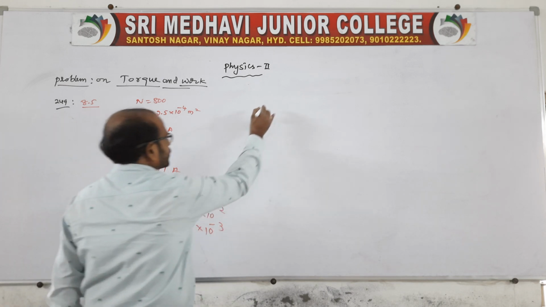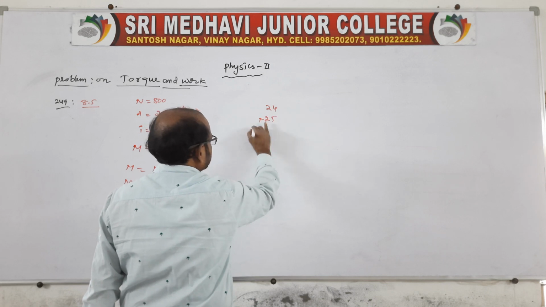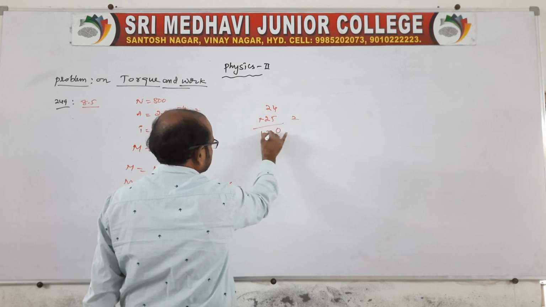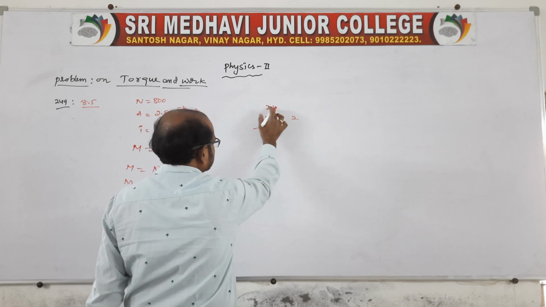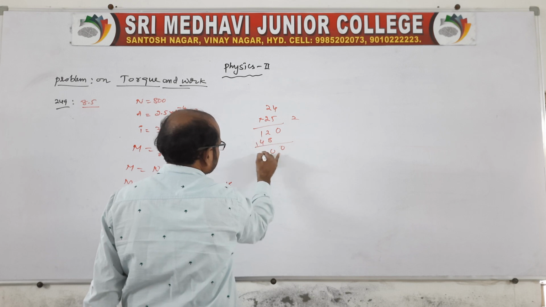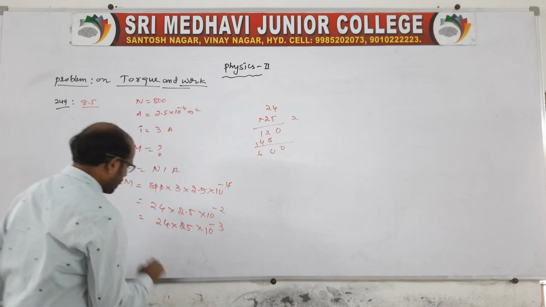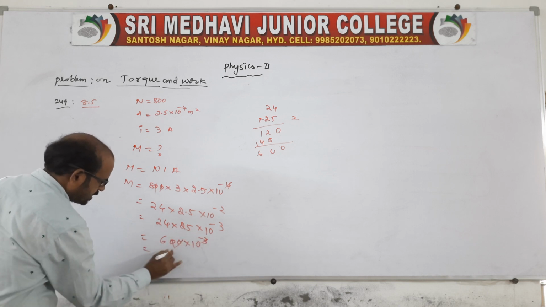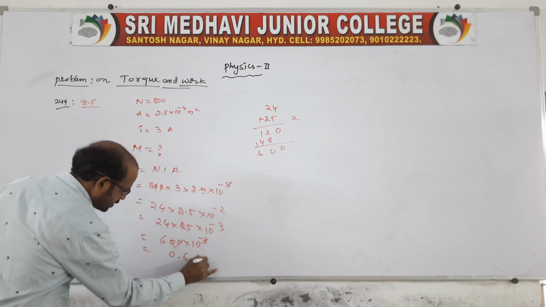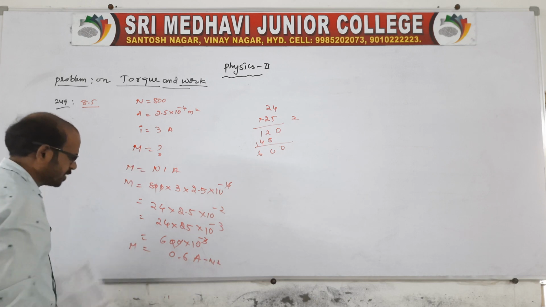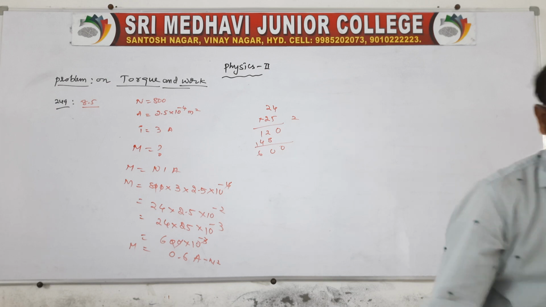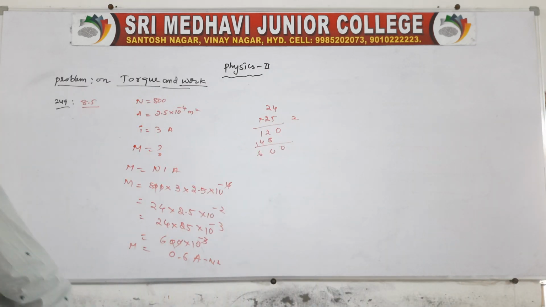Suppose you multiply 24 into 25, you will get the answer. See, 5 4s are 20, 5 2s are 10, and it is 12, 2 4s are 8, and it is 4. So 600 into 10 power minus 3, approximately we can say 0.6 ampere meter square. This is the magnetic moment associated with the solenoid. Okay? Right.